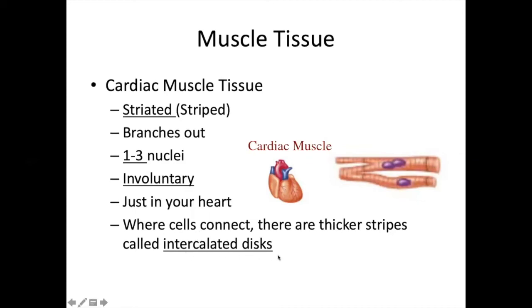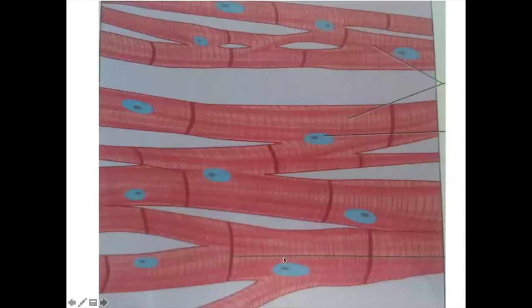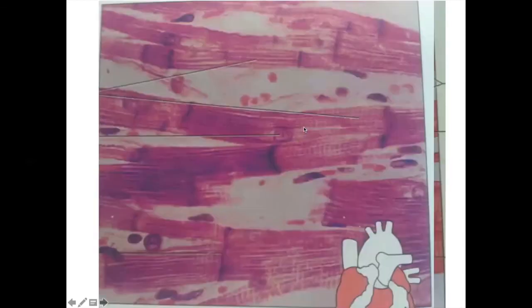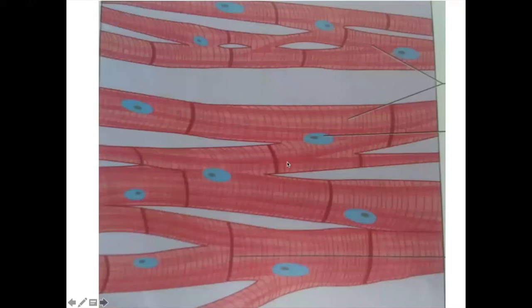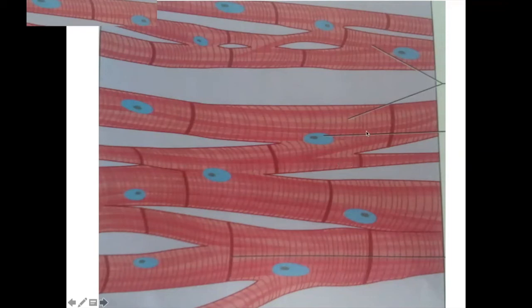Intercalated discs. Here's a blown up, cartoony picture. Here's the real picture. Right here, I guess there was some damage done or the dye didn't stick, so they filled it in the cartoony picture. But you can see those details. One to three cells or nuclei per cell. The individual ones are branching into other ones, and they have those intercalated discs. That's your biggest hint. If you're not sure if you're looking at skeletal or cardiac, look for these discs.